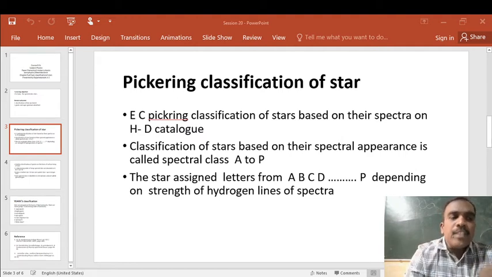The light emitted by a star is passed through a prism and observed through a spectrometer. This is the study of stellar spectra, for the identification of the spectra. So now, according to E.C. Pickering, classifying the stars based on their spectral appearance is called spectral class.